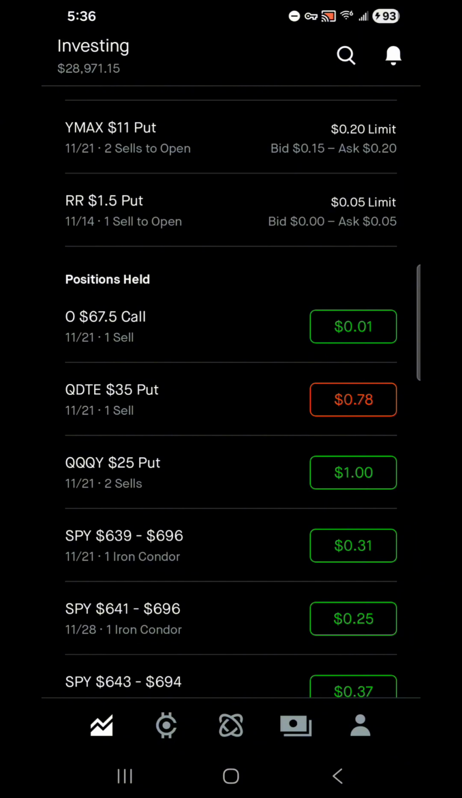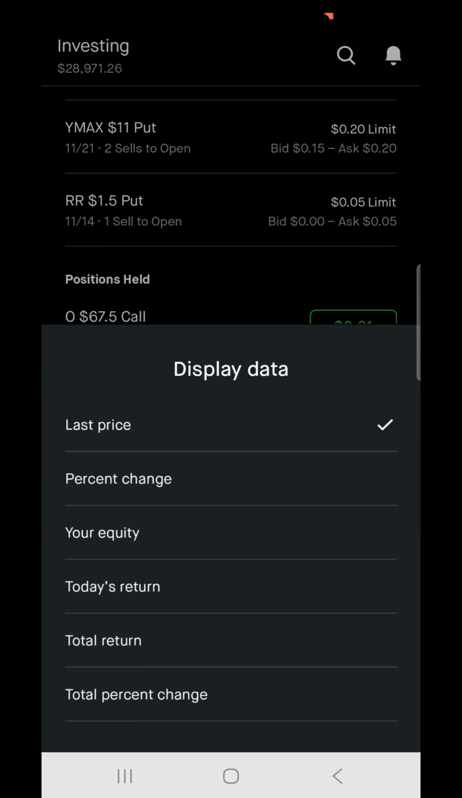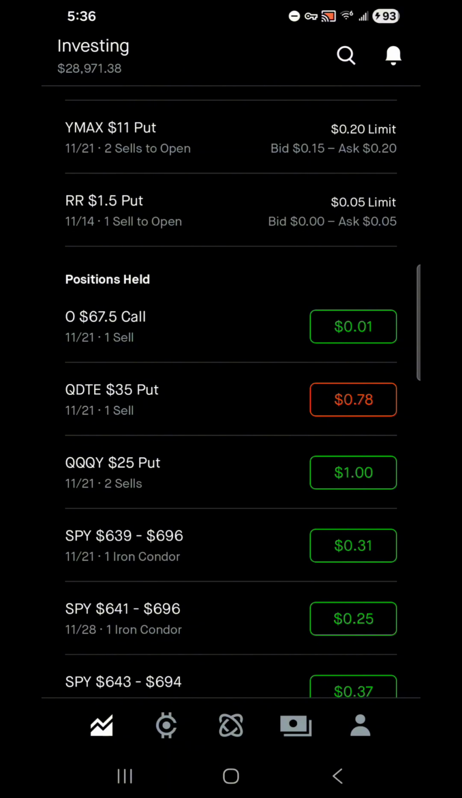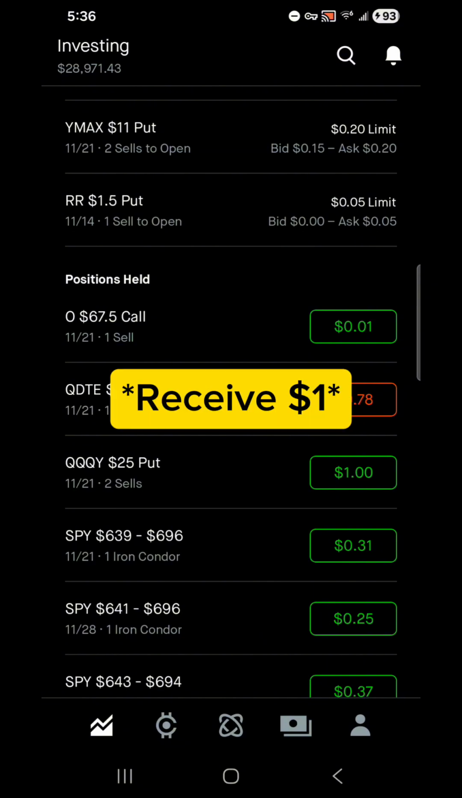If you tap on that green box, see the display data. We have several different options here: 1, 2, 3, 4, 5, 6. Top one is the last price. Pretty self-explanatory. This is how much this option is going for in the market. So if you went to buy this today, you would pay 1 penny times 100 shares. So you would pay $1 to sell a call on this.